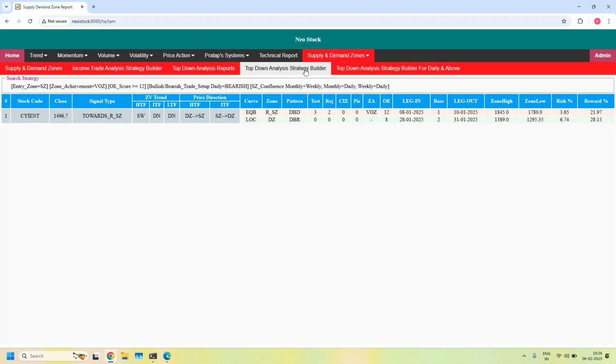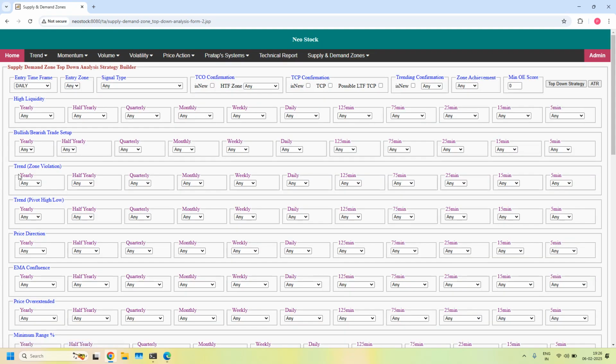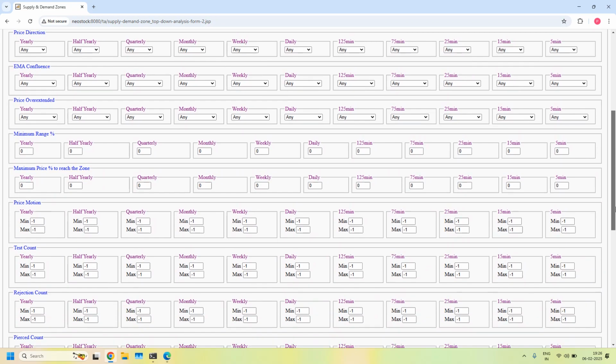Next, let us look for weekly income trades. First report is bullish trade setup. Entry time frame 75 minutes. Entry zone, demand zone. In bullish or bearish trade setup, at 75 minutes time frame, I am selecting bullish. And for the 75 minutes demand zone, we should set 3 filters. First filter, 75 minutes demand zone should not be pierced.